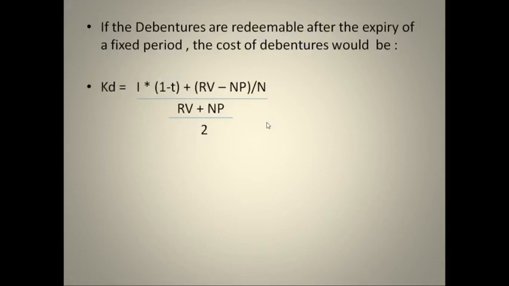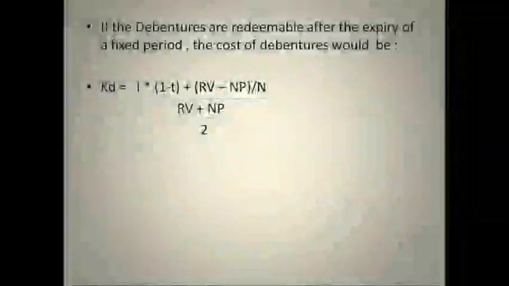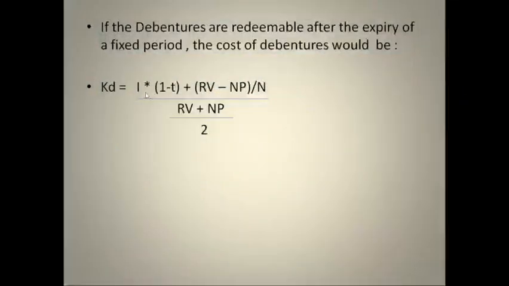Now I understand that this formula looks very difficult for remembering, so do not worry, trust me, this is a very simple formula if you understand the concepts of it. So what I will do is we will bifurcate the components of this formula and understand it one by one. The very first component is RV, which is nothing but the redemption value. I is nothing but the interest rate, T is nothing but the tax rate.